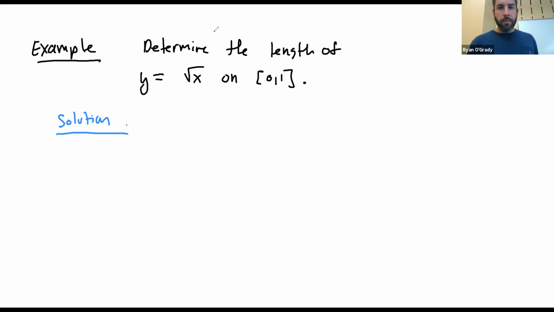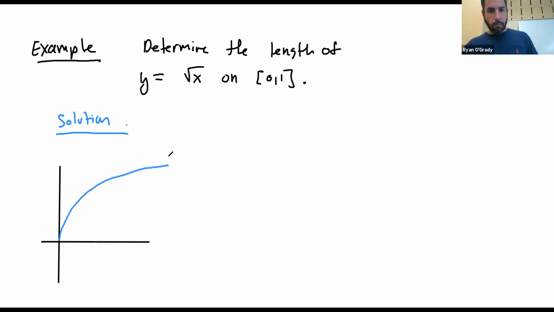So just to get some geometric flavor involved, not that you need to do this, but let's just draw the graph. So the square root function's graph looks like this. Yeah, that's bad. It's a little steeper than that. And so we're interested in what's happening from 0 to 1. So you'd imagine this is the point (1, 1). So what is the length of this?